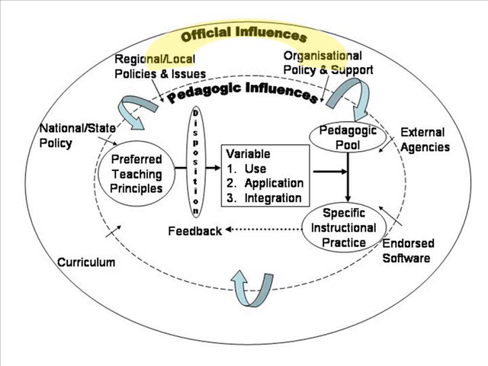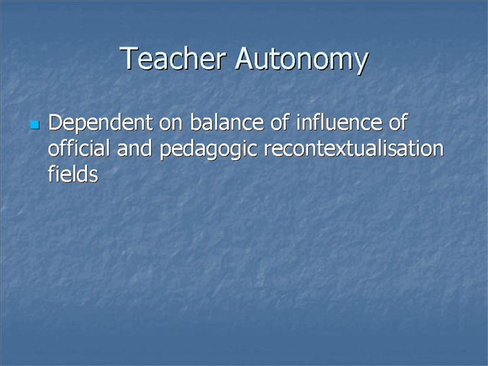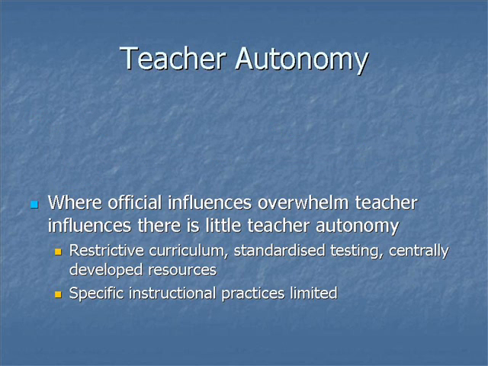The level of teacher autonomy is dependent on the balance of influence of the official and teacher fields. Where official influences overwhelm teacher influences through agencies such as restrictive curriculum, standardised testing and the use of centrally developed resources, there is limited autonomy. One could argue that the pedagogic space of vocational education and training has been characterised by these restrictive influences. In this case, the teacher experiences tight restriction in their discretion in shaping the specific instructional practices that are implemented.